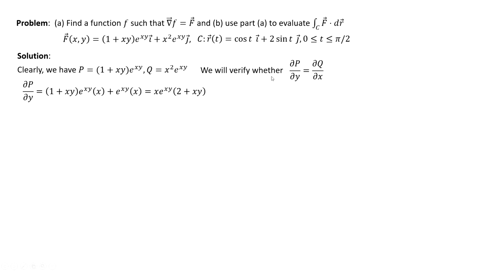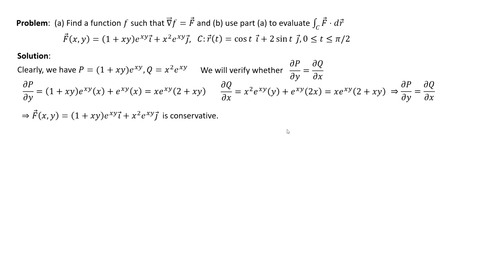So it's a simple process: partial P with respect to y, let's check that, and partial Q with respect to x. Well, they both turned out to be the same. So yes, this is conservative, so we can find a lowercase f. What process do we apply? The same process as we did before. That is, partial of f with respect to x has to be equal to P, and partial f with respect to y has to be Q.